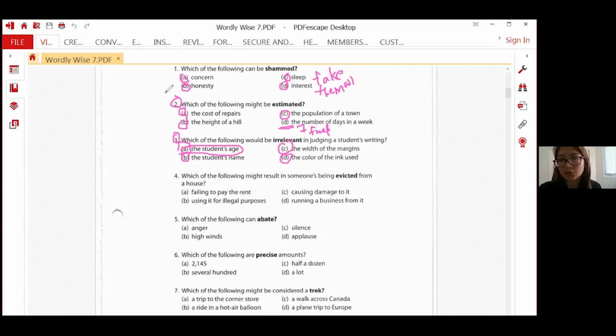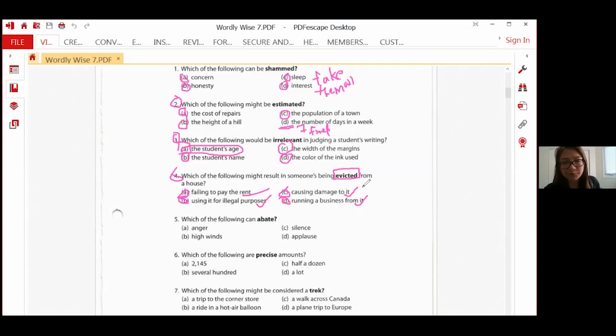I have a lot of messages. Okay, all right. So number 4, let's see who else is there. Somebody wrote there, all of them except Sophia. Oh, Sophia wrote all of them for number 4. Yep, definitely. You will be thrown out of your house if you fail to pay rent, if you're using it for illegal purposes, if you're causing damage to it, and if you're running a business from it. Yes, you cannot run a business from it unless you have asked for a permit from the government.